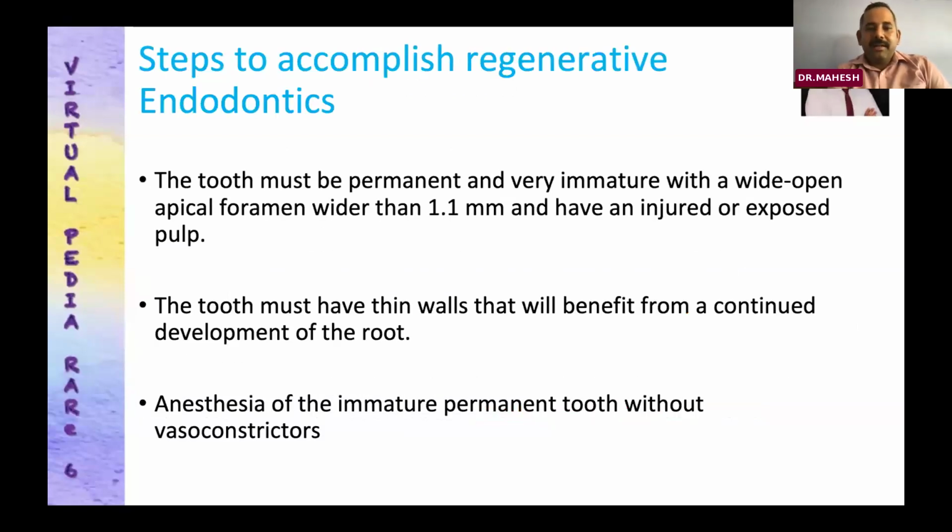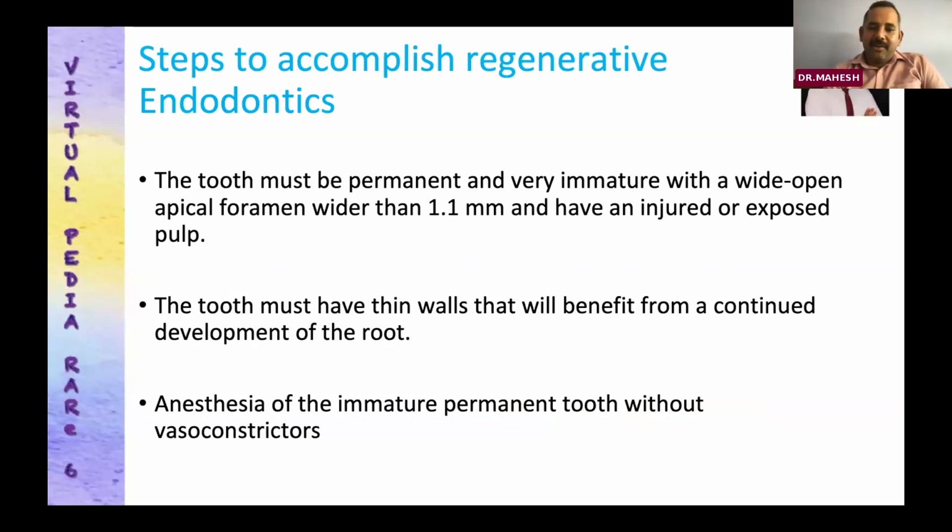So what are the steps in a regenerative procedure? We have multiple steps. The first indication is that you always do a regenerative procedure in a permanent tooth that is very immature, when the apical foramen width is more than 1.1 mm and the pulp is necrotic. If the tooth is going to benefit from regenerative procedures, then you do one. If not, and the root is completely closed, then you do a conventional root canal treatment, which is more reliable than a regenerative procedure.